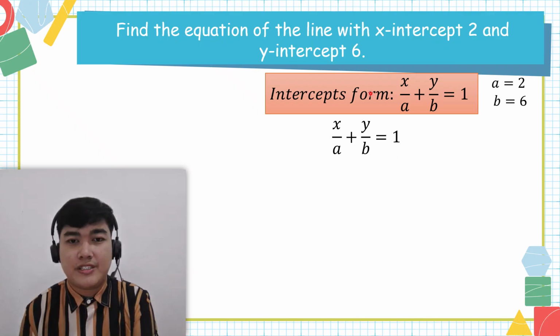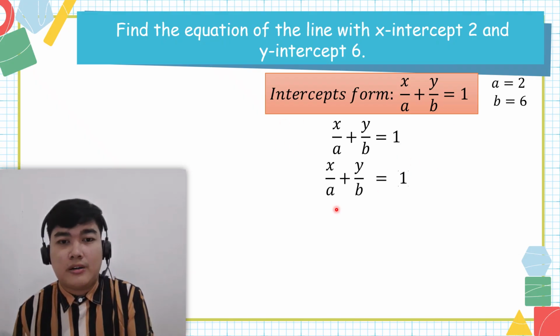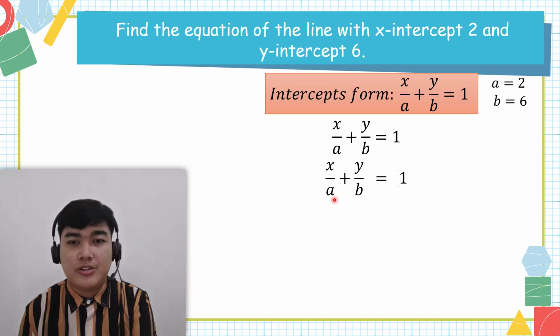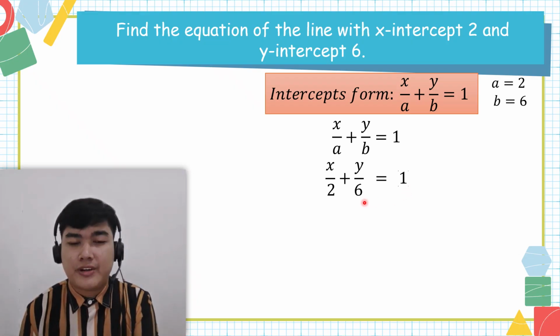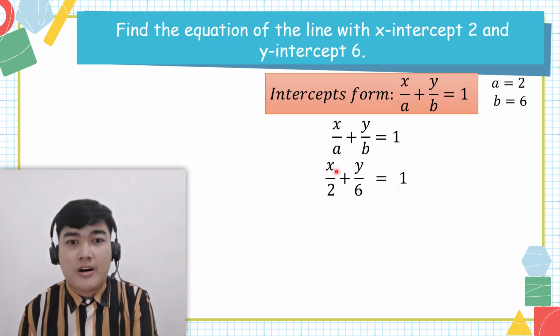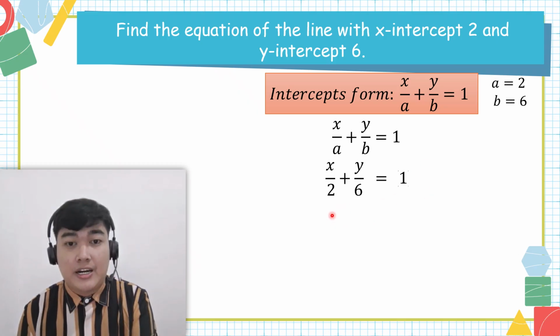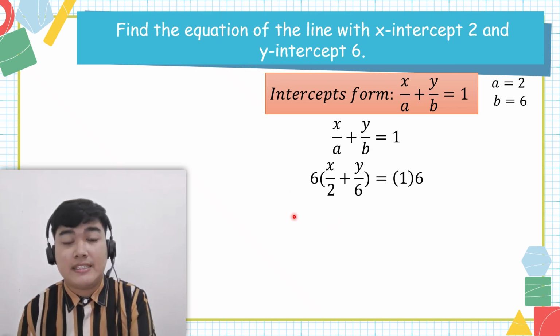So let us write first the given formula. All we have to do here is to substitute the values of a and b. In our given, letter a is 2. Letter b is 6. So we have x over 2 plus y over 6 equals 1. For us to find the equation of the line, we are going to find the LCD. The LCD will be 6. We will multiply both sides of the equation by the LCD 6.